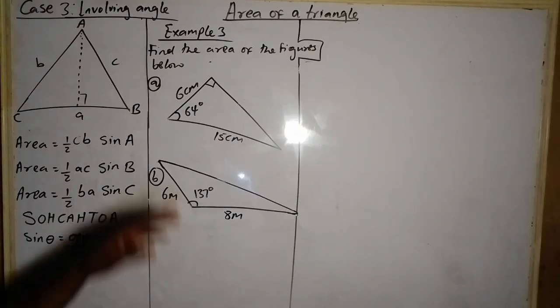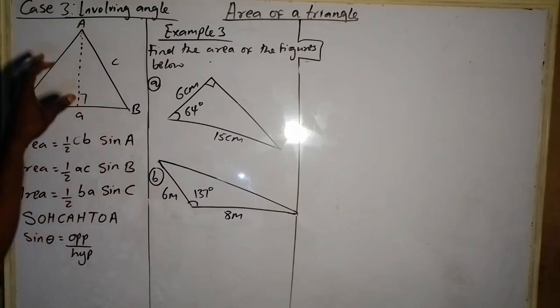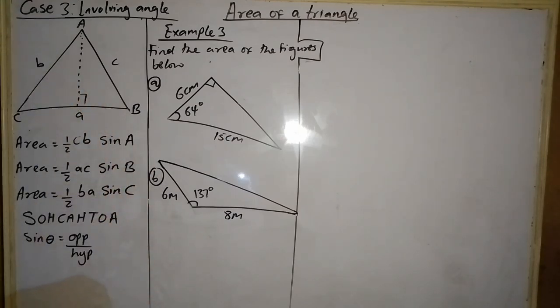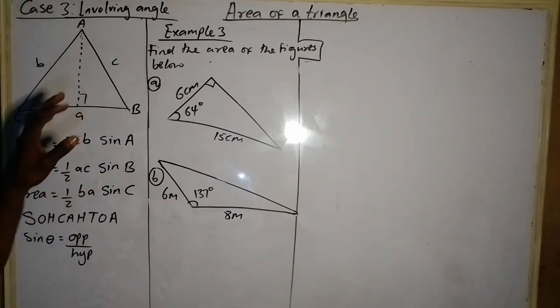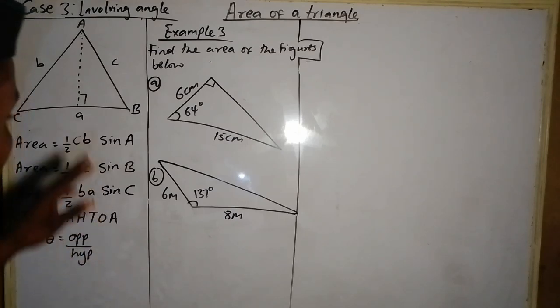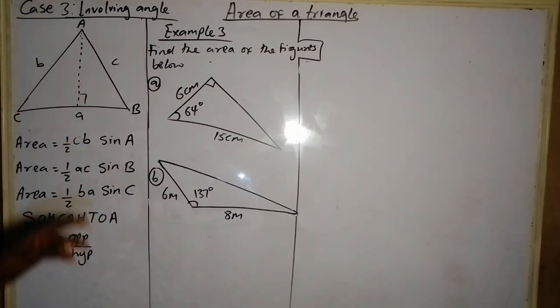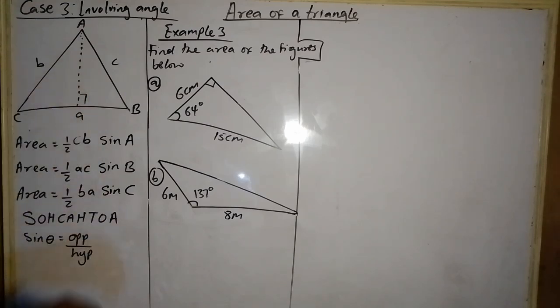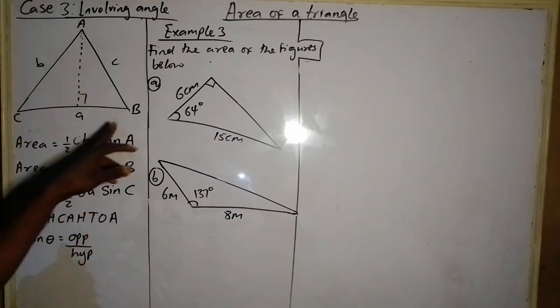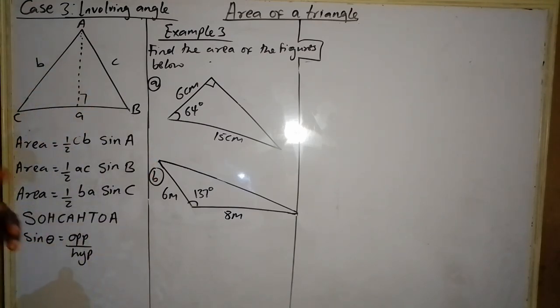Now, let's find the area of a triangle involving an angle. To find the area of a triangle with an angle, we need to consider the angle given to us and the sides of the triangle given to us. If your angle is given at angle A, your sides are going to be B and C. If your angle is given at angle B, your sides are going to be A and C. If your angle is given at angle C, your sides are going to be B and A. And before we proceed, I would like us to also recall this acronym SOHCAHTOA, which we're going to discuss in our next video.